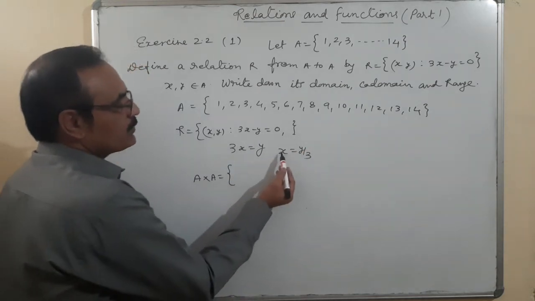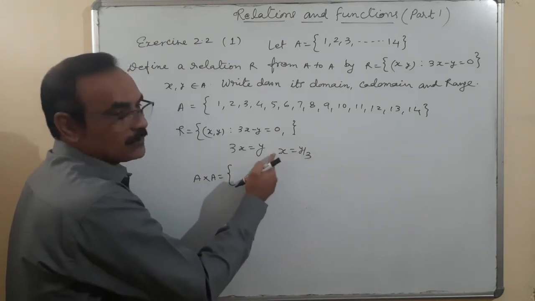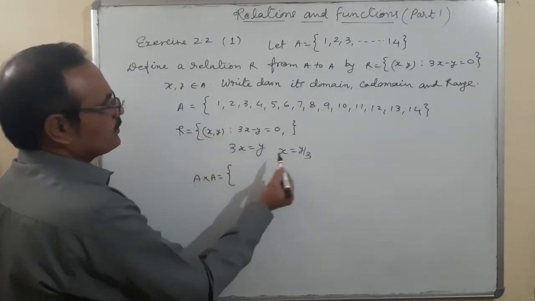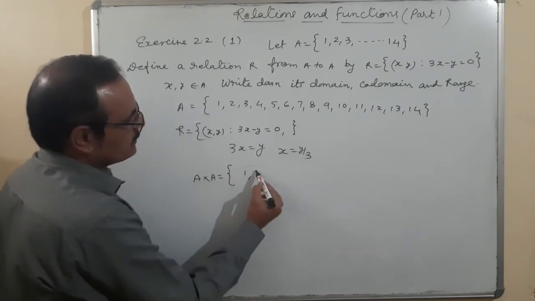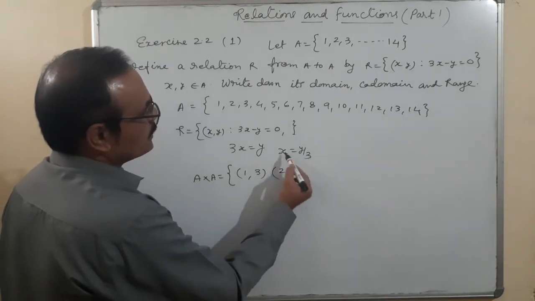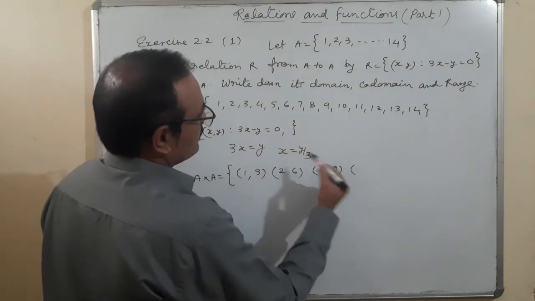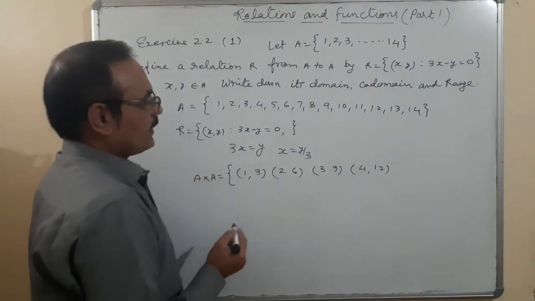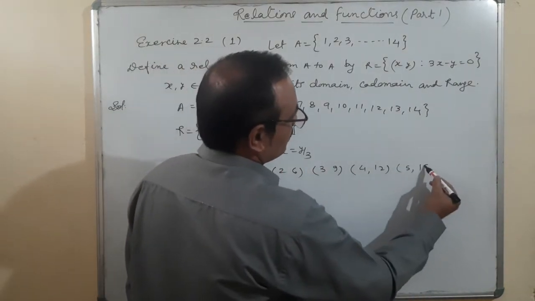Whatever you have taken here as x, suppose you have taken 1, so y is equal to 3 times 1, which is 3. This is the condition. Suppose I put x equal to 1, then y is 3. I'll put x equal to 2, y is 6. x equal to 3, y is 9. x equal to 4, y is 12. And if I put x equal to 5, then y is equal to 15.